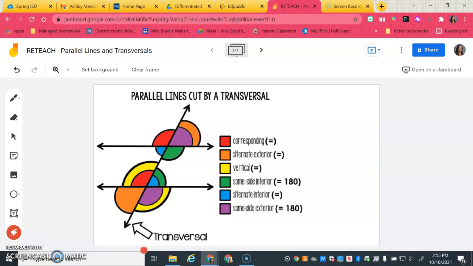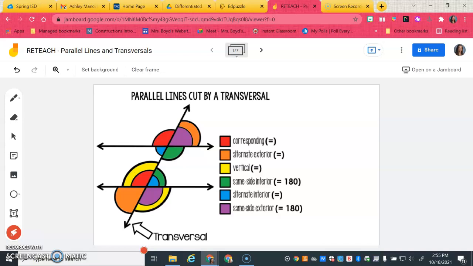Then we have vertical angles. We learned vertical angles in the previous lesson. Those are my yellow ones here. And they're equal to each other as well because they're directly across from each other. They're formed by the intersecting lines. There's actually 4 pair of those as well. These two are both obtuse, and since they're both obtuse, they're equal.